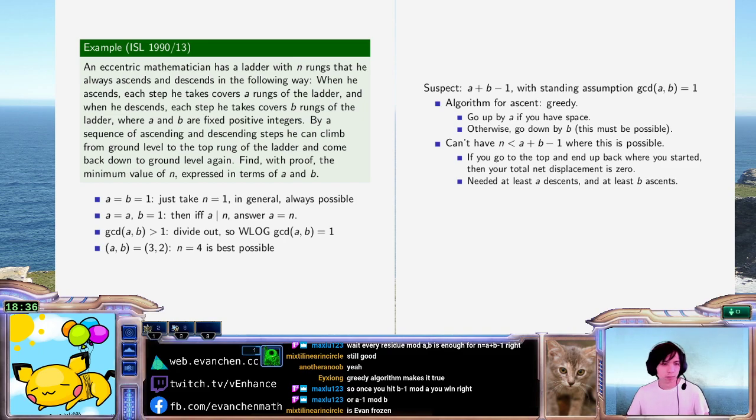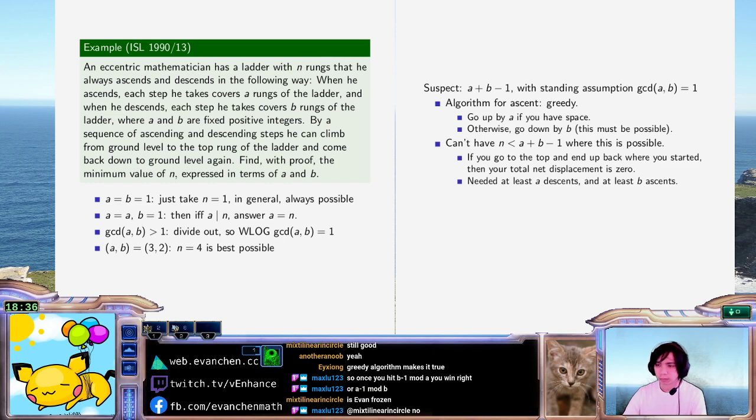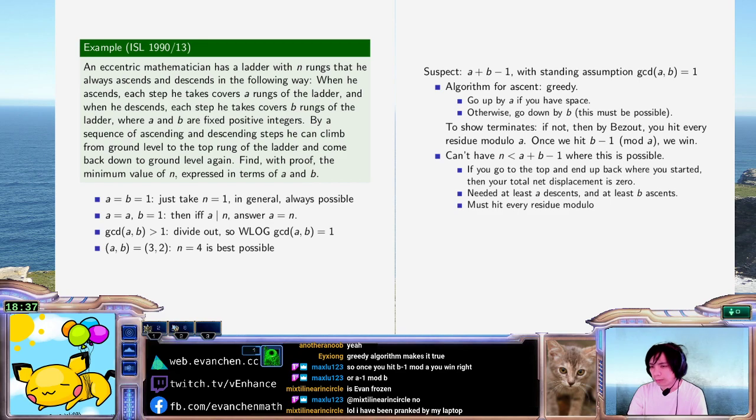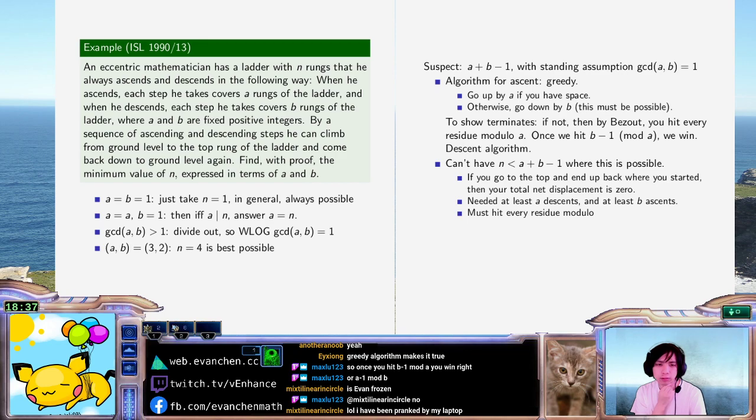Oh, I see. Yeah, so that'll do it. So once we hit B minus 1 mod A, we win. Is that right? More quickly, minus 1 mod B. Yeah, so it means I visit every number mod A, and once I hit the right one, you're okay. And the descent algorithm I think is the same, because I'm not using anything about... Now, I was going to use A is at least B, but I don't think I need it.